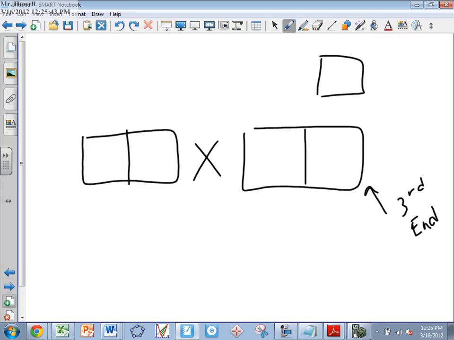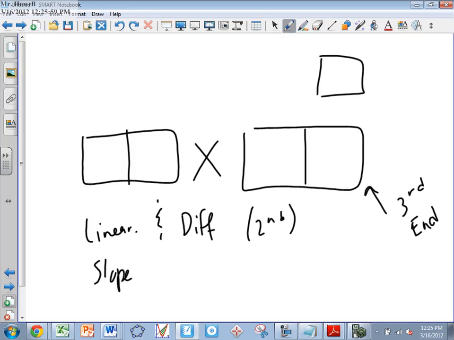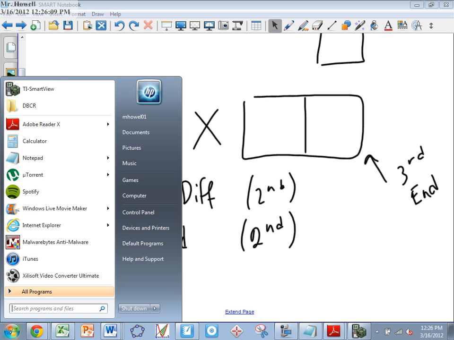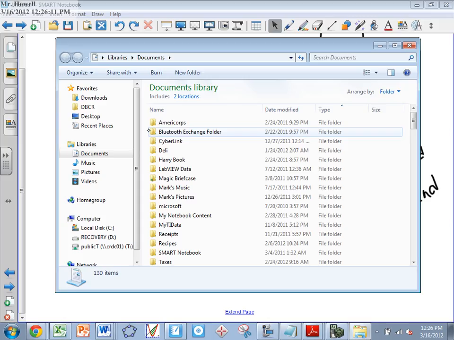So here's where we're at. We have still to do linearization and differentials, second time. And then slope fields, second time. Let's discuss. I'm trying to outlay everything. Now, after that, we have our integral stuff to go through. So let's open the syllabus so we have it up.